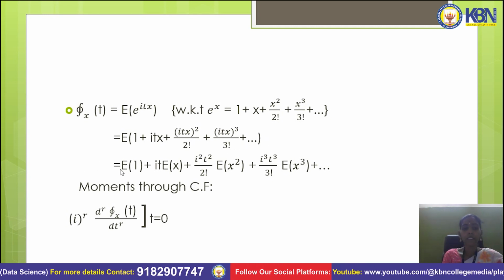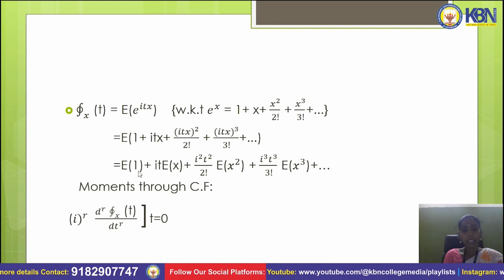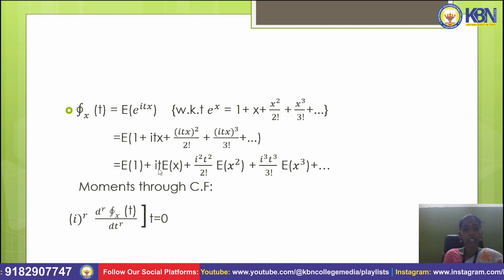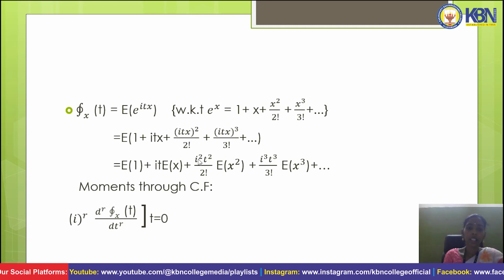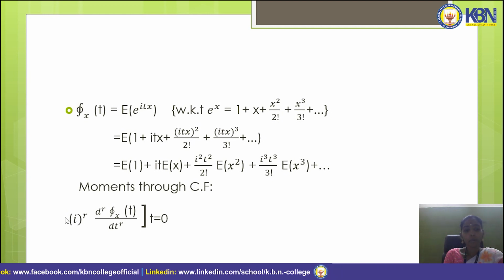So we can further define this as expectation of 1 plus it, which is constant, we write it here, times expectation of x, plus i square t square, which is a constant term, we write it here, times expectation of x square, plus i cube t cube by 3 factorial into expectation of x cube and so on. Further we can generate moments through the CF by using the formula for the rth moment: mu r dash is equal to i power r into d^r phi_X(t) by dt^r when t equals 0.